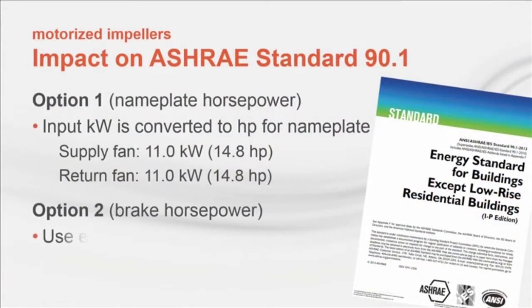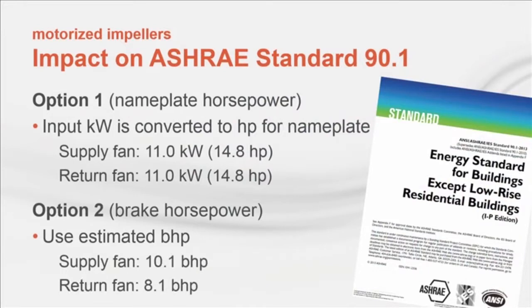If determining compliance using option 2, use the estimated brake horsepower for the motorized impeller. In our example, we estimated the brake horsepower of the supply fans to be 10.1 and 8.1 for the return fans. Let's now briefly cover 2 additional topics that become more important as units get more flexible: the impact variable aspect ratio has on unit performance and the various vibration isolation methods you might encounter.